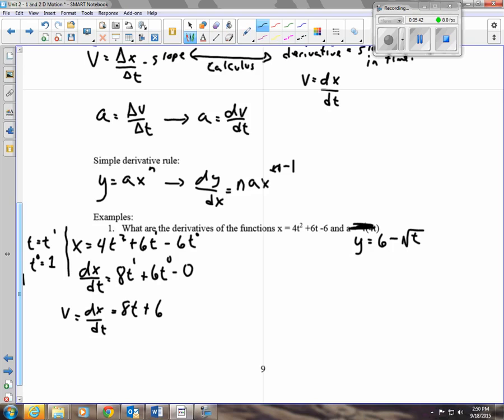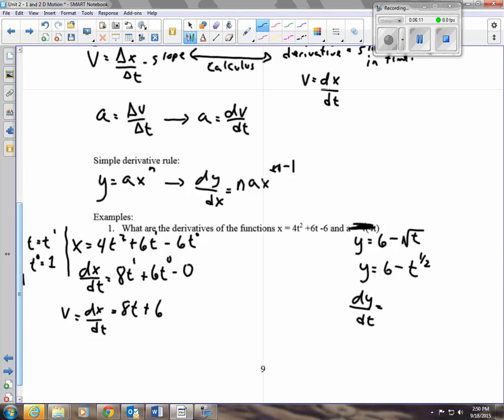Now, for this one, if I want to find dy by dt, first I'm going to rewrite this. This is going to be y is 6 minus... Whenever I see a square root, I'm going to remember that that's to the 1/2 power, because then I can use my power rule. Okay, dy by dt. When I take the derivative of 6, that's a constant. When I take the derivative of a constant, it goes away. I don't have to worry about it.